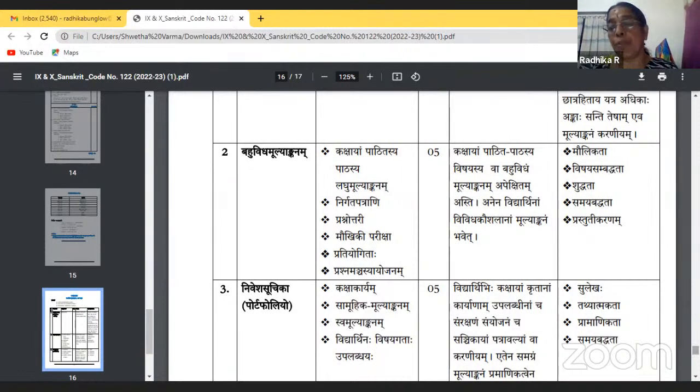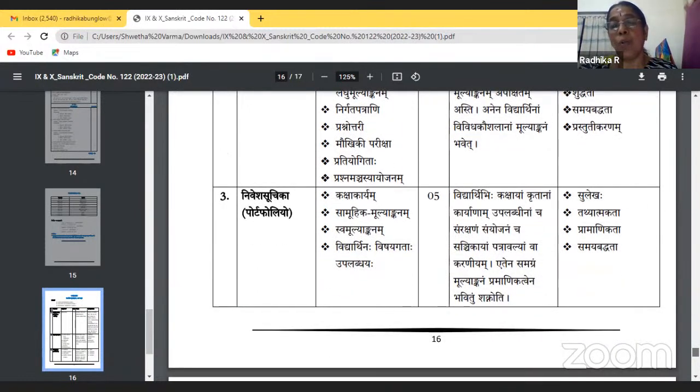Then the portfolio that we are making now. Kaksha Karya, Samuhika Mulyanganam, Swamulyanganam, Vidyarthinaha, Vishegadaha, Ublabdhayaha. We have to give some topic and make them write about Sanskrit or any other topic.